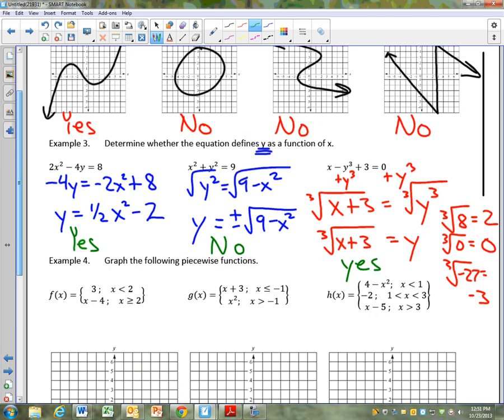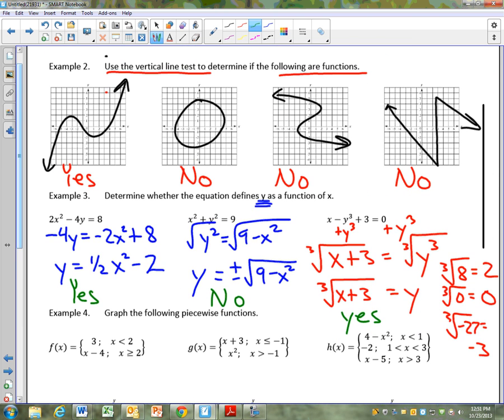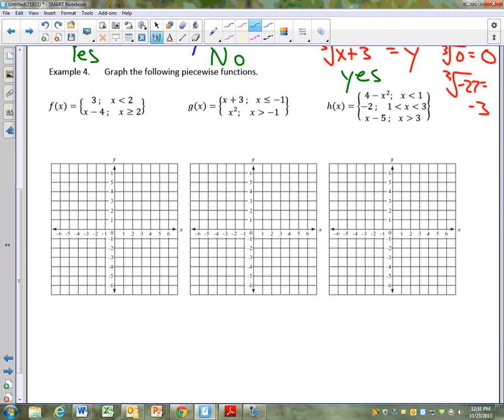Okay. Any questions on those two? Vertical line test, easy, right? Solve for y. If you got two solutions, it's not a function. Okay, let's do the last one.